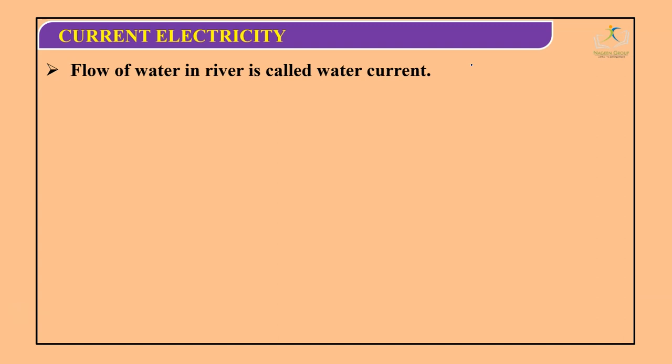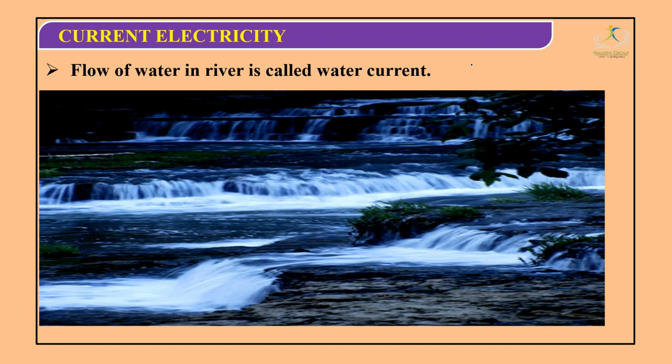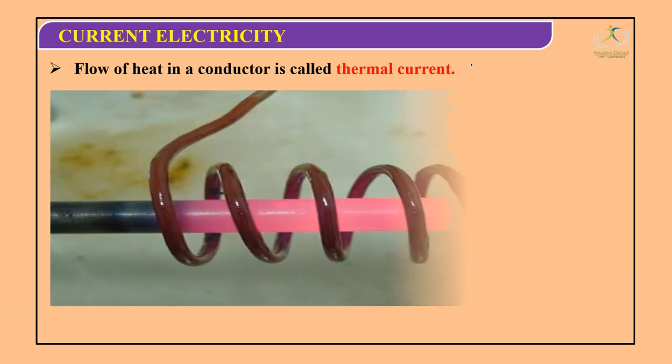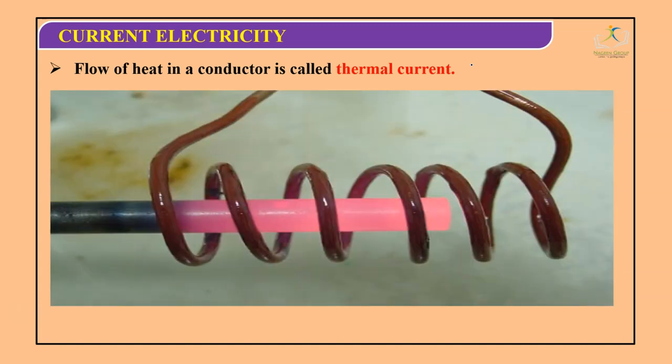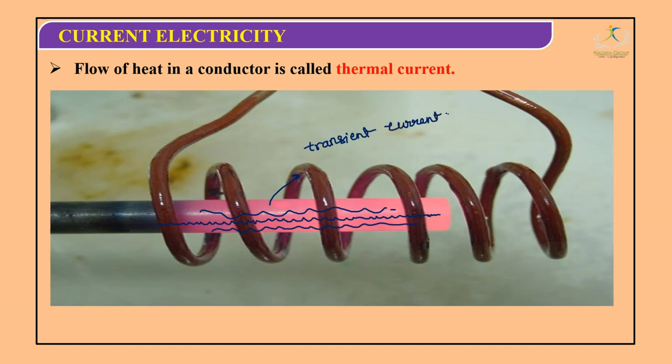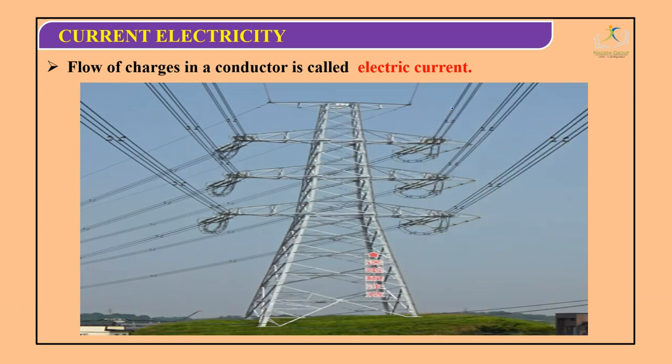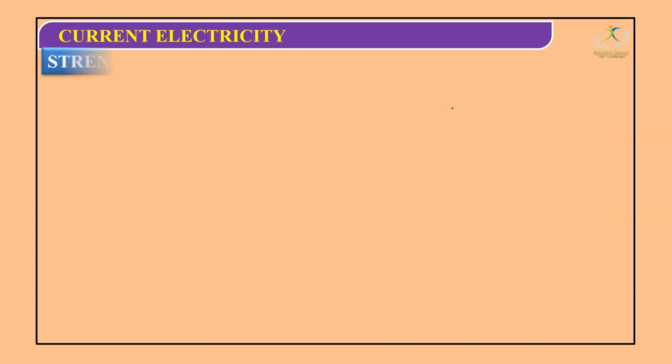Flow of water in a river is called water current, as you can see over there. And flow of heat in a conductor we call thermal conduction. As you can see, the temperature is changing when this rod is heated up. So flow of charges will start to take place. Because of this, we can say that there will be a transient current flowing in the circuit. Next, the flow of charges we call electric current.